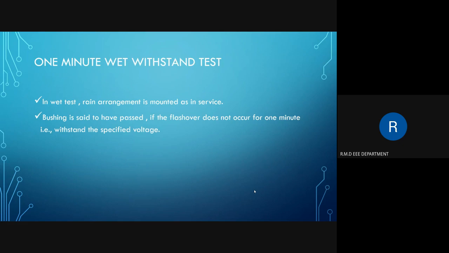The next one is the 1 minute withstand test. For this, a specified voltage is applied to the bushing, which is in service under rainy season conditions. The bushing is said to have passed if the flashover does not occur for 1 minute. That is, it is able to withstand the applied voltage under rainy conditions if no flashover occurs. This test is called the 1 minute wet withstand test.